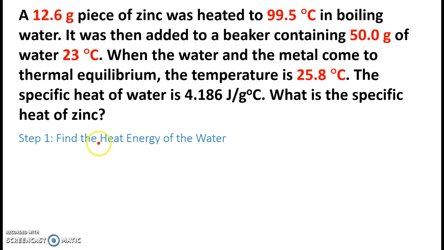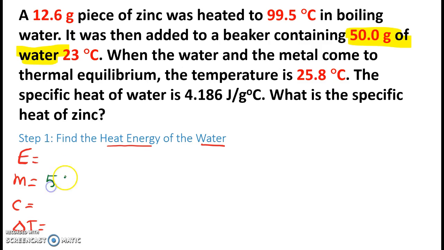So again, step number 1, we're going to find the heat energy of the water. So I'll identify 4 variables. When we're reading through this problem, we are only going to pick out the variables that apply to water to begin with. So we have 12.6 grams of zinc. That's not water. Don't worry about that yet. This piece of zinc is heated to 99.5 degrees Celsius. Don't need to worry about that yet. We're told that this piece of zinc is added to a beaker containing 50 grams of water. So that is our mass of water.